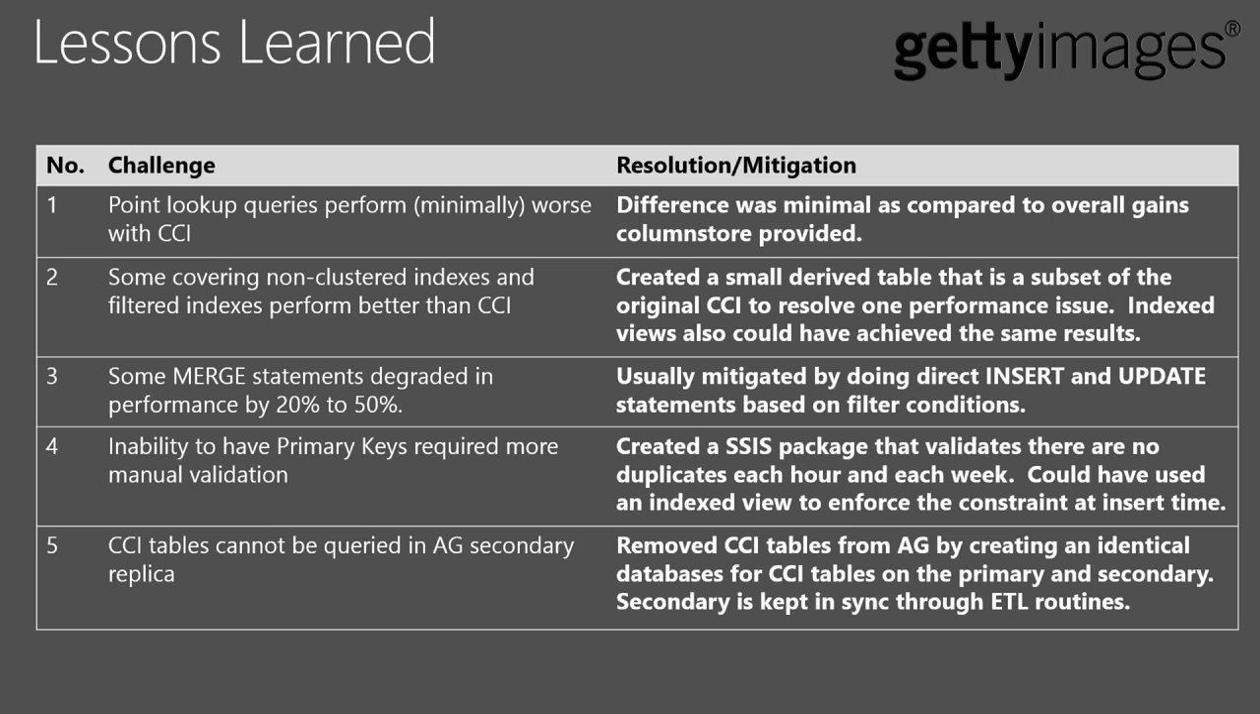Some covering non-clustered indexes and filtered indexes performed better than clustered Columnstore indexes. So if you knew that you always needed orders for a particular product, and you always needed this query to run, sometimes we would have created a derived table or an indexed view or just a filtered index because we knew this query is going to be executed every single time, and it's just a tiny fraction of the data. And what we found is clustered Columnstore indexes, for those particular use cases, performance was worse.